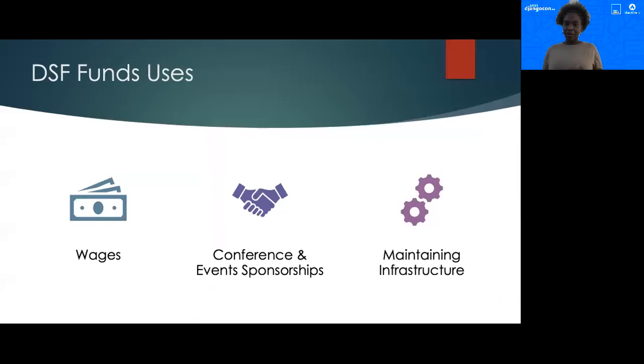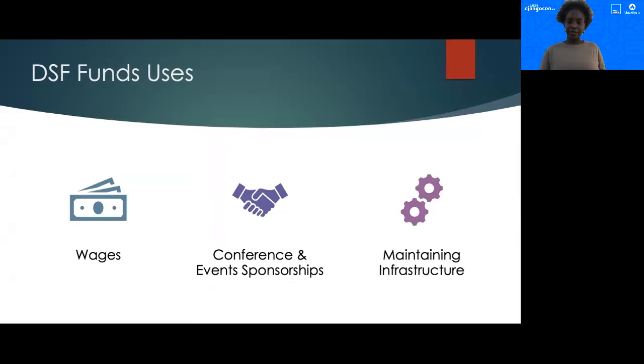Then what do we use the funds we raise for? The DSF uses the funds raised to pay wages for our 2 fellows and DSF assistant, sponsor conferences and events, and maintain infrastructure such as the Django domains. Most of our budget is consumed by staff costs. Event sponsorship has been low due to the pandemic, because since the pandemic broke out in 2020, the board suspended funding for all in-person events.